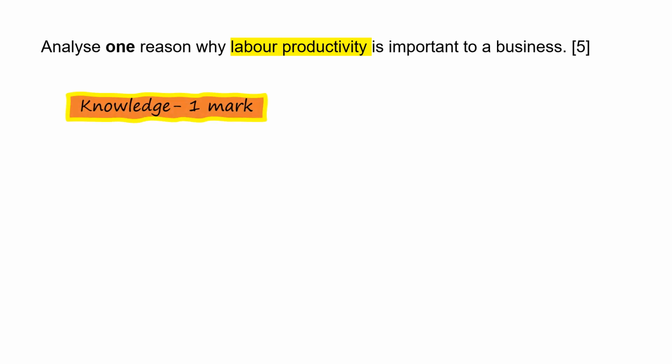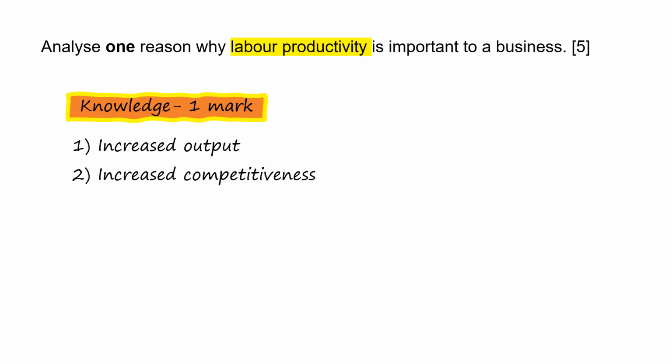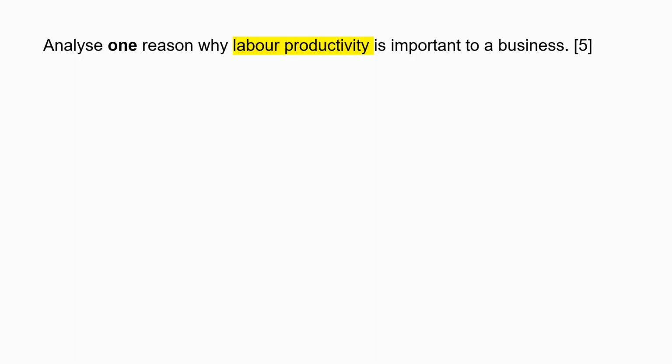Knowledge on labor productivity. Why is it important? First, say increase output. Output will be increasing if labor productivity is increasing. Increase competitiveness. The business will become more competitive and will have a competitive edge in the market. Lower operational costs. Okay, these 3 answers are knowledge. You will have to choose only one. Let's move on to the application part now.